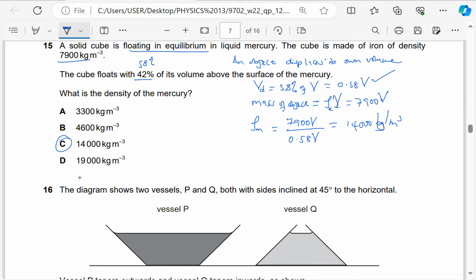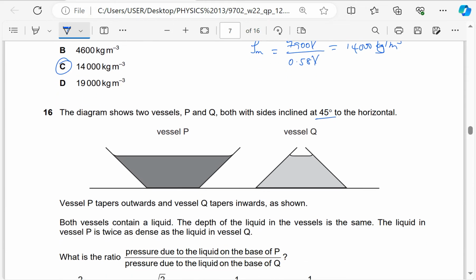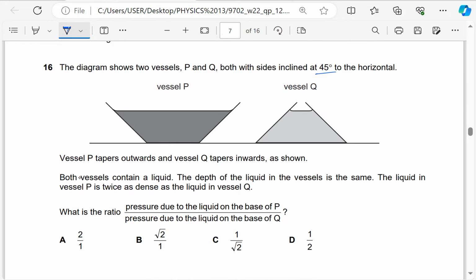The diagram shows two vessels P and Q, both with sides inclined at 45 degrees to the horizontal. Vessel P tapers outward and vessel Q tapers inwards as shown. Both vessels contain a liquid. The depth of the liquid in the vessel is the same. The liquid in vessel P is twice as dense as the liquid in vessel Q. What is the ratio of pressure due to liquid on the base of P over pressure due to liquid on the base of Q? So we are looking at pressure at the bottom here.